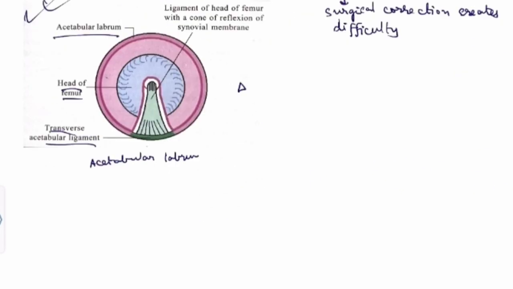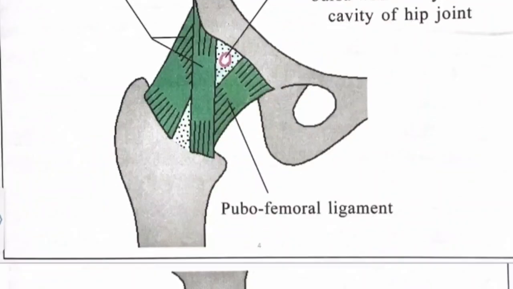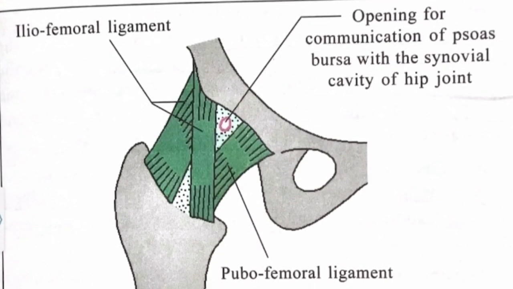Now moving on to the iliofemoral ligament, also known as the ligament of Bigelow. So what I'm going to do is show you a picture. I'm just going to start off with the picture first. Let's bring it into our area.